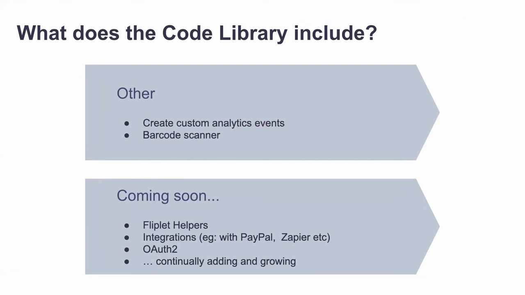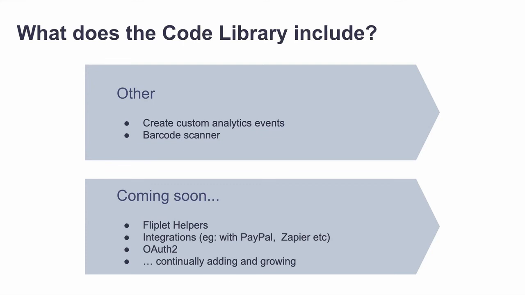For example, you have a way to create custom analytics events. The Fliplet standard analytics comes with quite a lot of different items that we are tracking. However, let's say you created a custom feature in your app. Our analytics wouldn't necessarily track that automatically, but the code library will explain how you can create custom analytics events so we can track all of the events happening in your app, even the custom ones that you've created yourself.